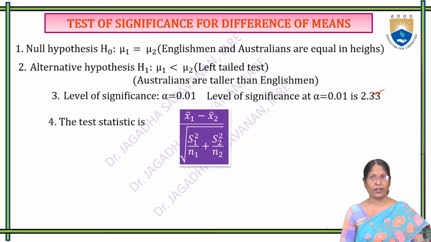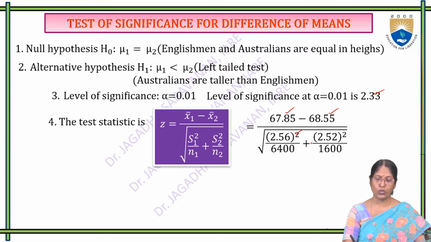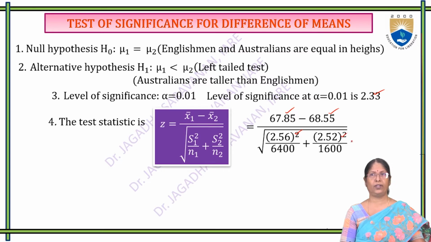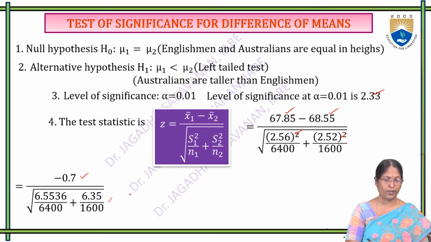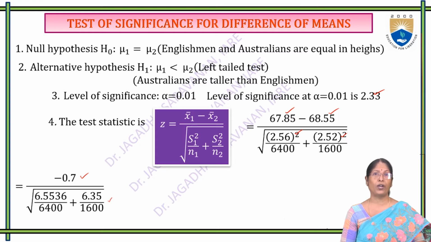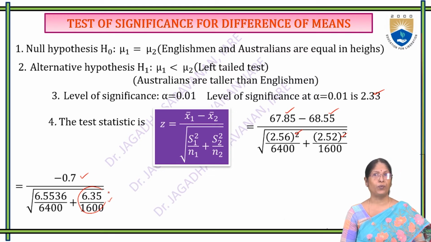So the test statistic is x1 bar minus x2 bar divided by the square root of s1 square divided by n1 plus s2 square divided by n2. We substituted all the values at the particular places: 67.85 minus 68.55, over the square root of 2.56 the whole square divided by 6,400 plus 2.52 the whole square divided by 1,600. So the numerator is minus 0.7, whereas in the denominator the simplification is the square root of 6.5436 divided by 6,400 plus 6.35 divided by 1,600.